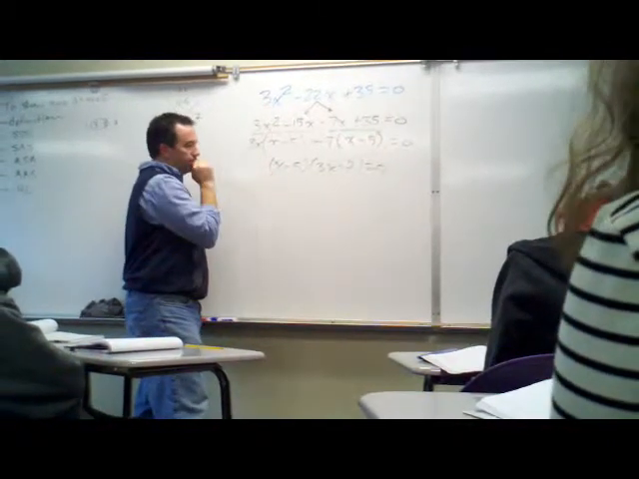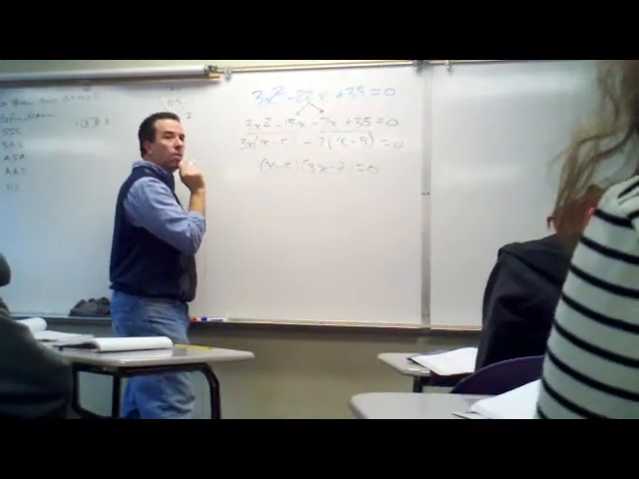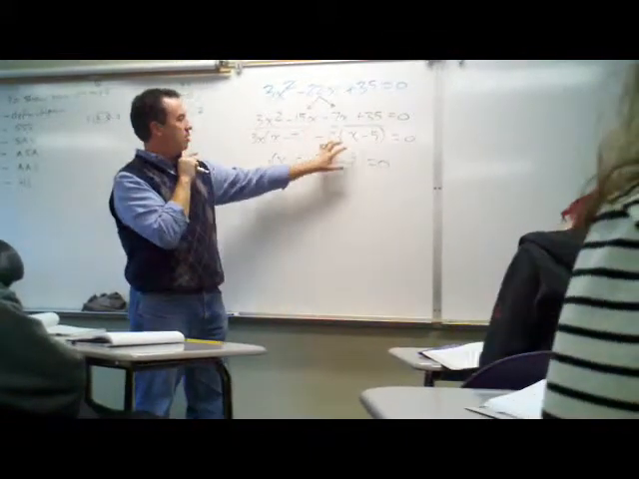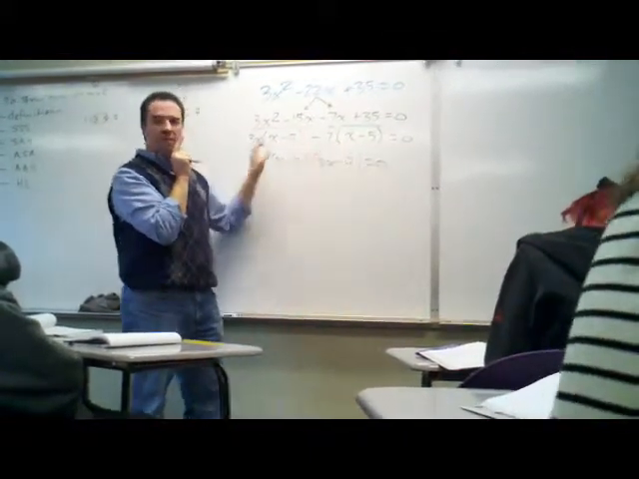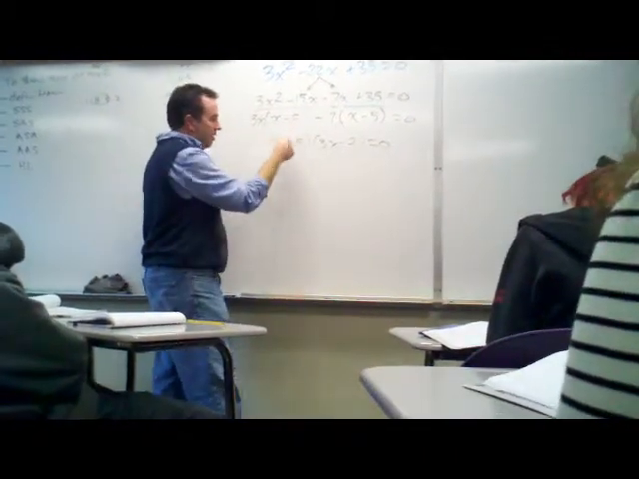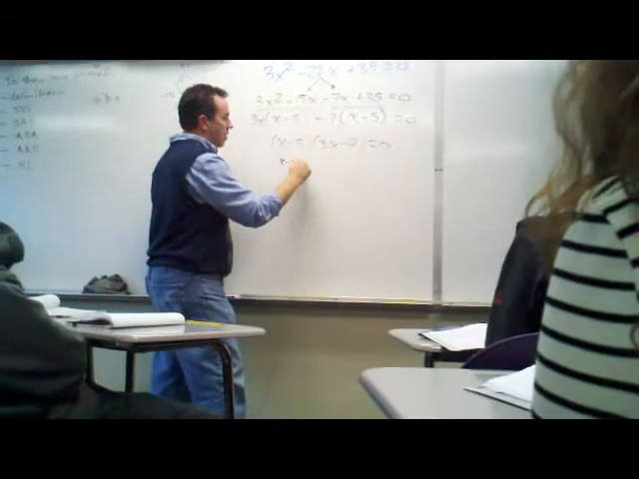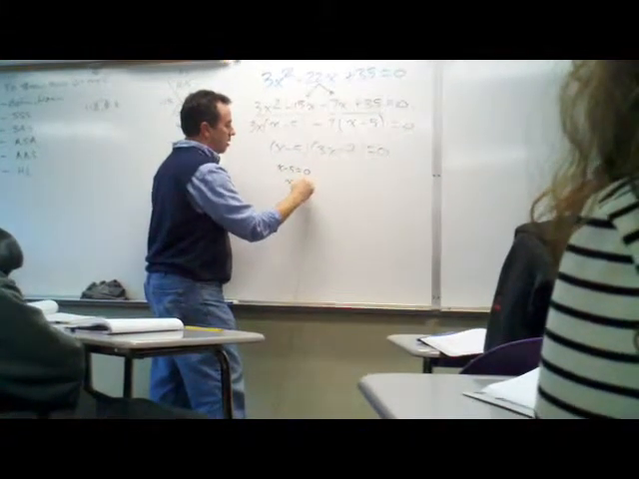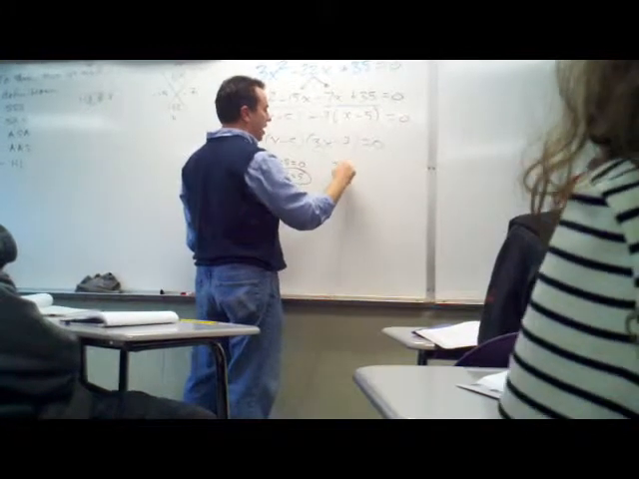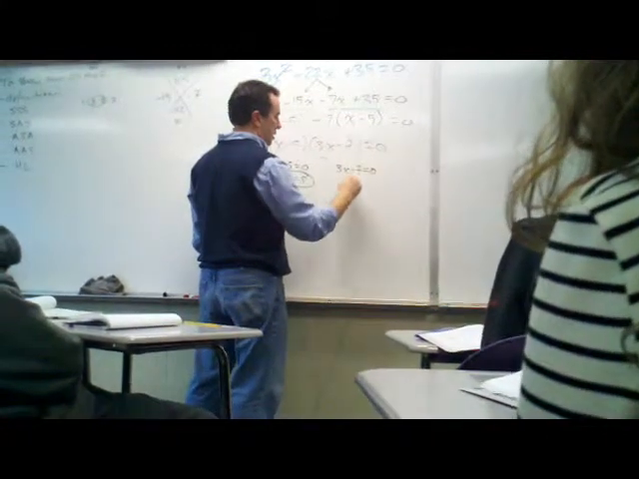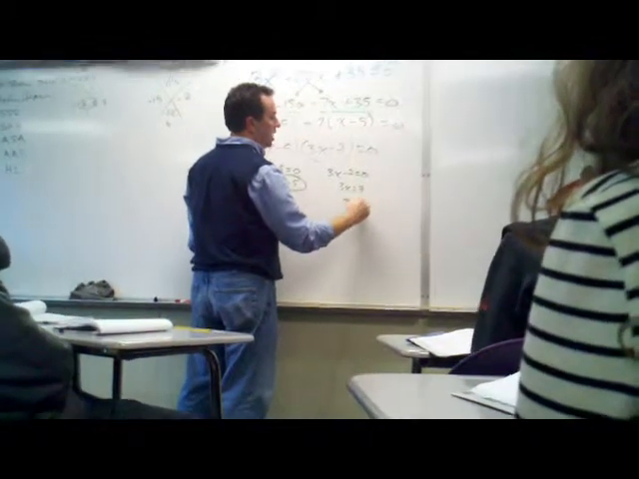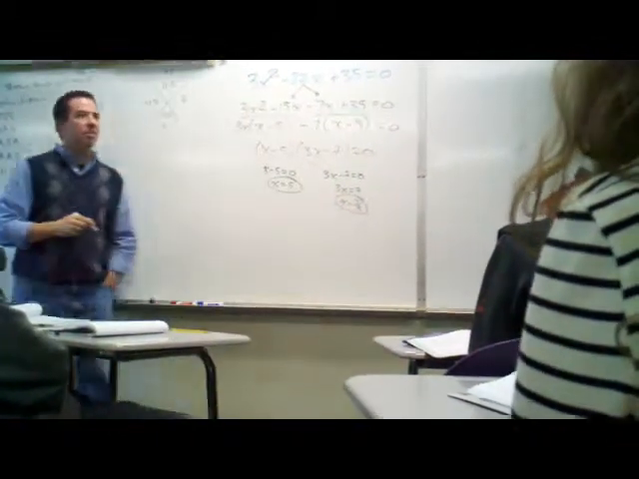So, the only way one can get an answer of 0 via multiplication, multiplying two things and getting an answer of 0, is if one of them is 0. If this is 0, that means x is equal to what? There's one of my answers. If this is equal to 0, that means x is equal to what? Well, 3x is equal to 7, and x equals 7/3. So there's my other answer. You get what I'm saying?